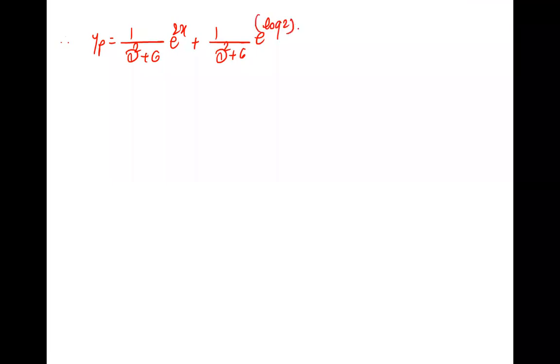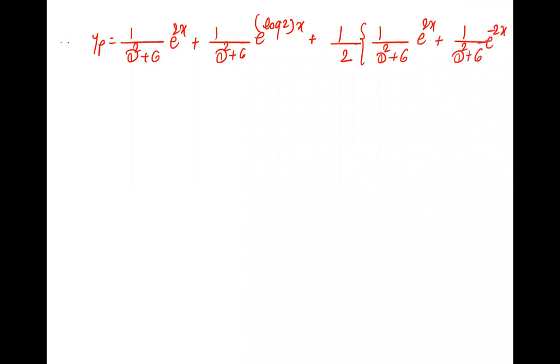So I'm just separating this first. Therefore, YP is equal to 1 upon D square plus 6 into e raised to 2x, plus 1 upon D square plus 6 e raised to (log 2)x, plus, 1/2 is common, 1 upon D square plus 6 e raised to 2x plus 1 upon D square plus 6 e raised to minus 2x. Have I written it correctly? Please check. Everything is okay?